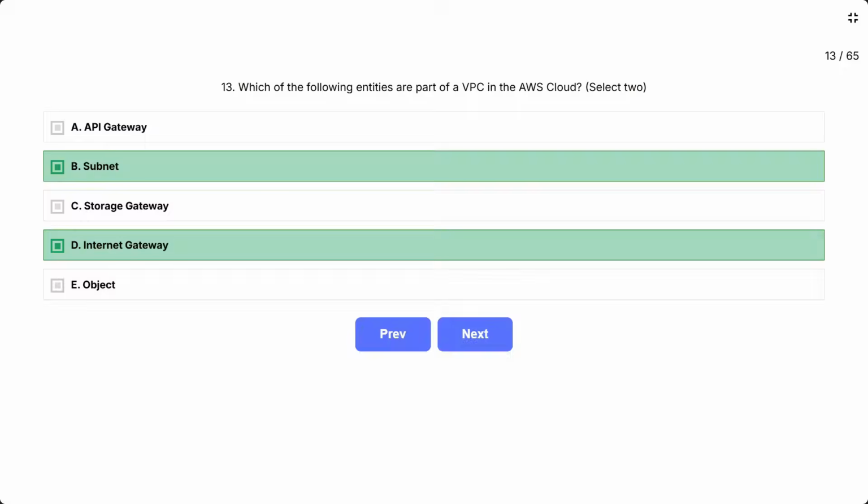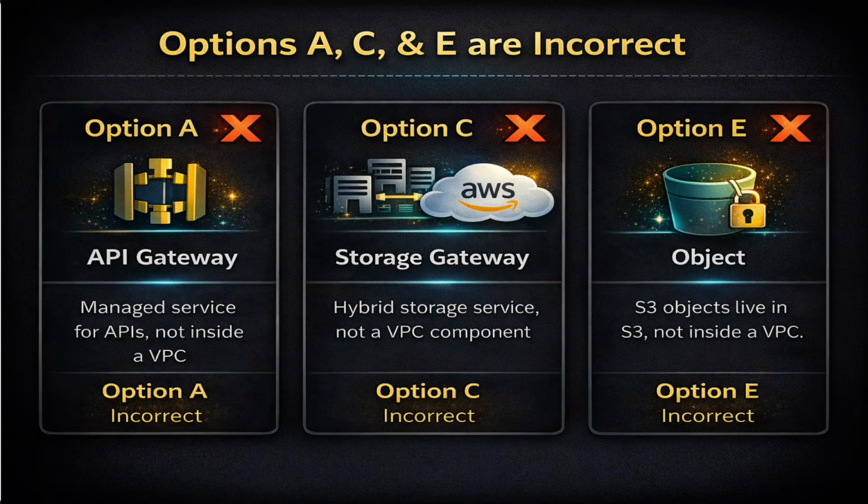Option A, API gateway, is incorrect because API gateway is a managed service for creating and managing APIs and is not a structural component inside a specific VPC. Option C, storage gateway, is incorrect because it is a hybrid storage service that connects on-premises environments with AWS storage, not a VPC building block. Option E, object, is incorrect because objects usually refer to S3 objects, which live in S3 buckets, not inside a VPC.